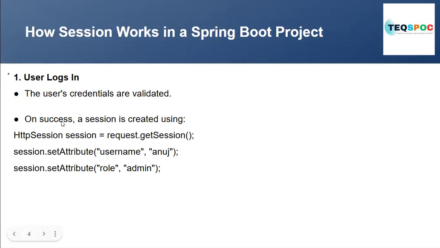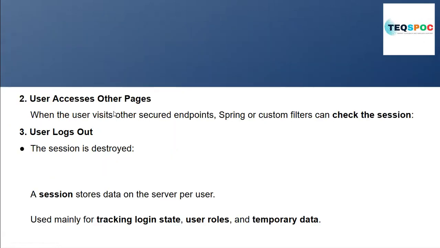The first thing is the session is used for user login. Second, it is used for accessing other pages, meaning when the user visits another secure endpoint, Spring or a custom filter can check the session. When you move from one page to another page, your session ID is shared with that page or application. Then it is used for logout. When we want to log out, we simply call session dot invalidate. It will destroy the session and you will log out from the particular application.